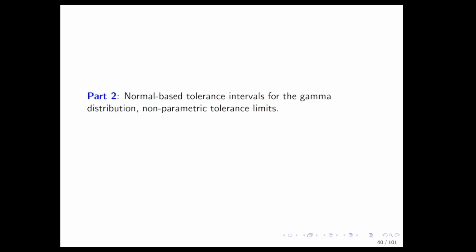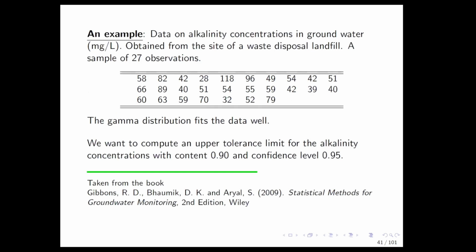Okay. We will now go to part 2. I will briefly mention the gamma distribution, and then we'll spend some time on non-parametric tolerance limits. Most of the time in part 2 I will spend on the computation of non-parametric tolerance limits. Okay, this example I took from this book on statistical methods for groundwater monitoring. They report data on alkalinity concentrations in groundwater. And what they wanted was to compute an upper tolerance limit for the alkalinity concentration using content 0.9 and confidence level 0.95. So I am just copying the data from the book and also telling you what was the purpose of the data analysis reported in the book.